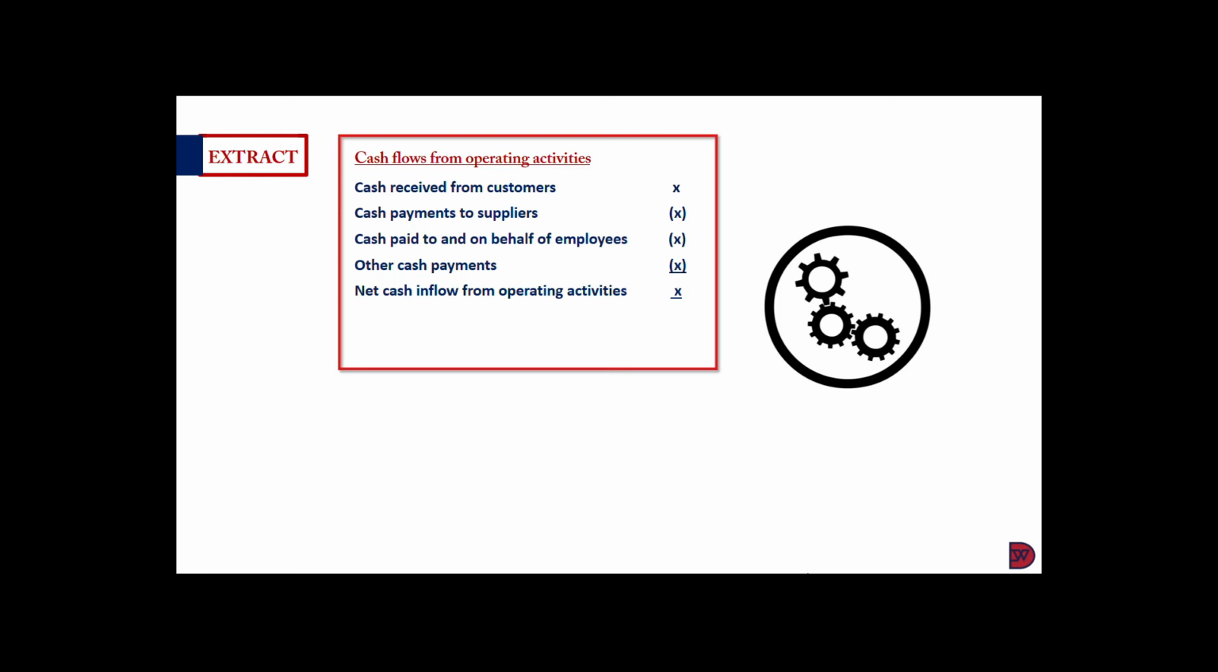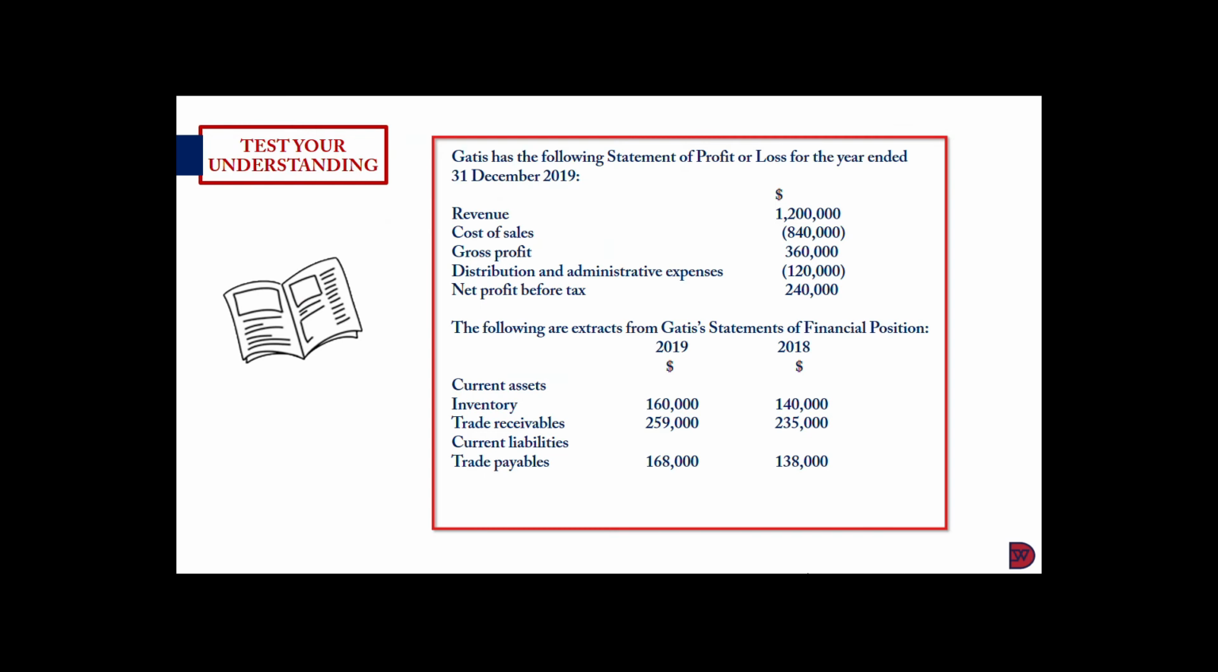So looking at the extract, you have cash received from customers, payments you made to suppliers, you less it. Cash paid to and on behalf of employees, you less it. Other cash payments, you less it, which will lead to the net cash flow from operating activities. Now, when you use this method, you're supposed to get the same value going the indirect route. Let's look at the test of our understanding.